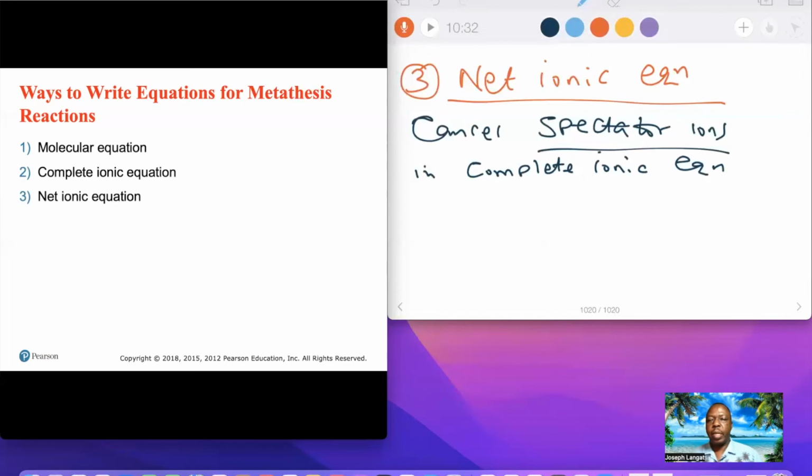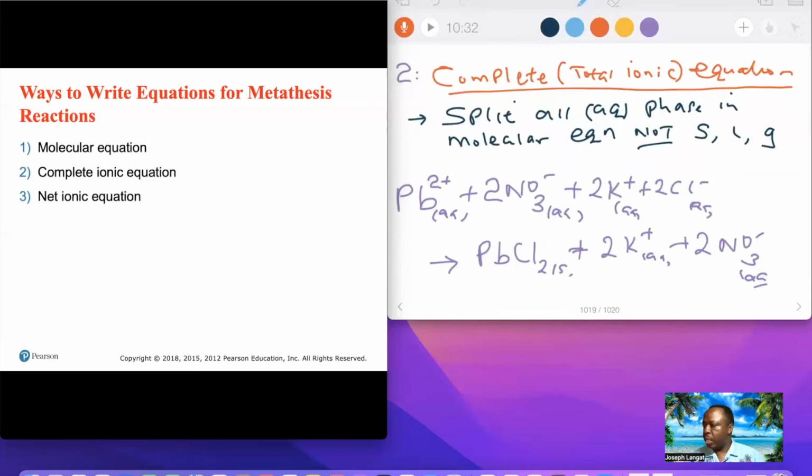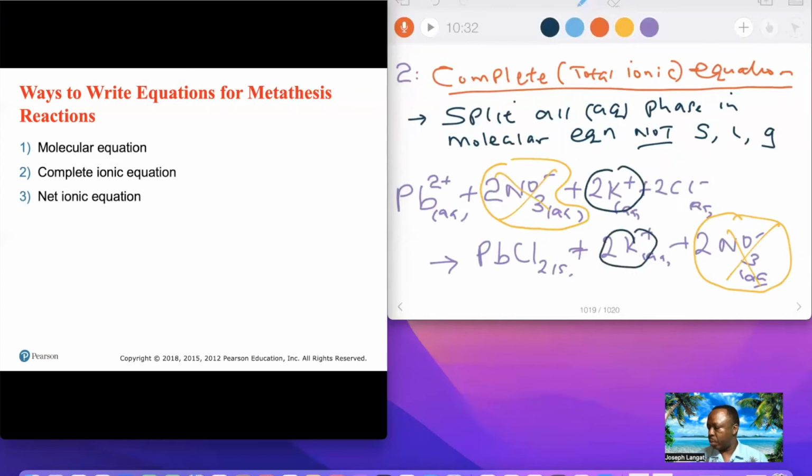What do we mean by spectator ions? Those ions which look alike on either side of the reaction arrow are spectator ions. Back here, these are spectator ions. If I look at the nitrate, it looks exactly the same as the nitrate here. So we need to cancel that on either side of the reaction arrow. If I look at the potassium and potassium, they look exactly the same, but chloride is not the same as the chloride in lead chloride.